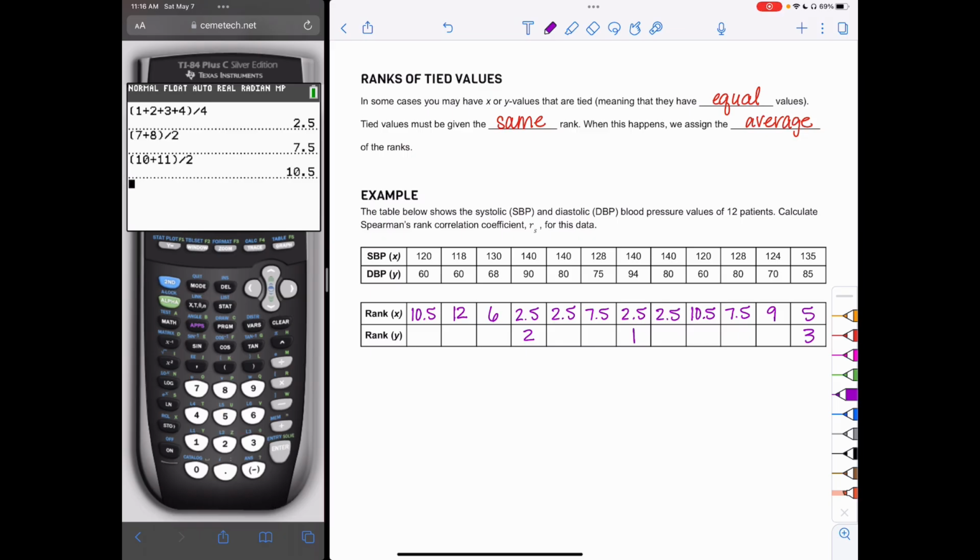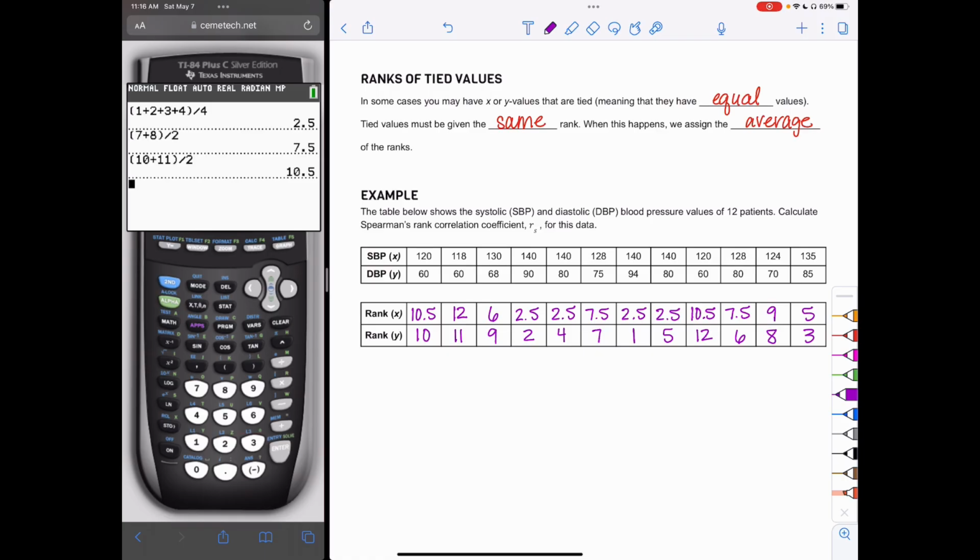And as you can see, I see 80 three times. So that is going to be 4, 5, and 6. And remember, we don't know the order that they're supposed to be in. So that's why we're going to take the average. And then we have 75 as rank 7. Then we have 70 as rank 8. Then we have 68 as rank 9. And then we end up having 60 3 times, which is rank 10, 11, and 12.